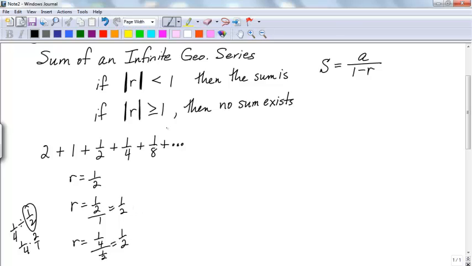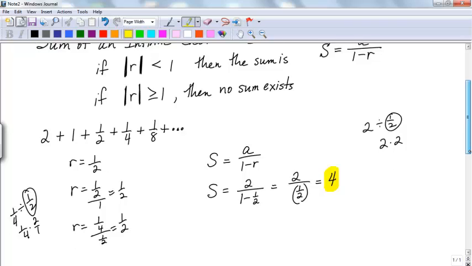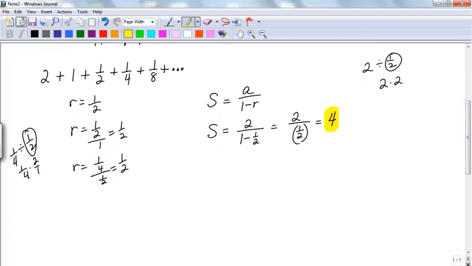Is the absolute value of that less than 1? Yes. Then you can find the sum. S equals a over 1 minus r. And S equals, our a value was 2 in our series, and 1 minus 1/2. If you simplify that, you'd get 2 over 1/2. Invert and multiply. 2 divided by 1/2, invert this fraction, 2 times 2. And the sum of our series is 4. So the sum of that infinite geometric series would be 4.